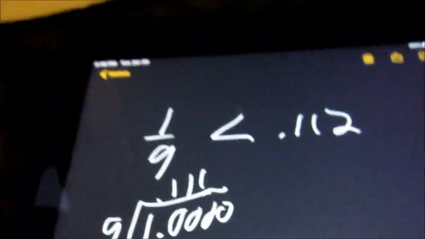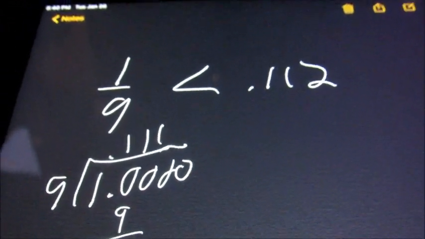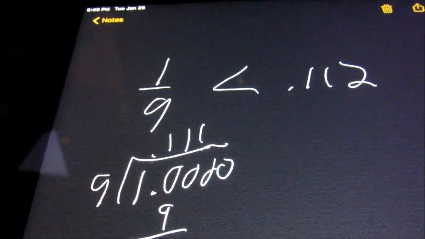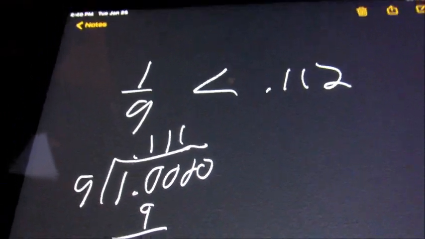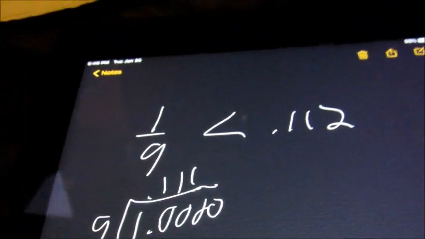And that is it for 5.3. Basically, we're just doing what we had done before, comparing fractions and decimals, sometimes adding them together. You may subtract some of them, but it'll be the same way as the adding.